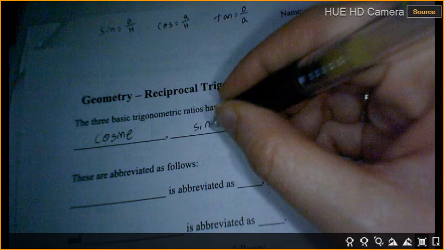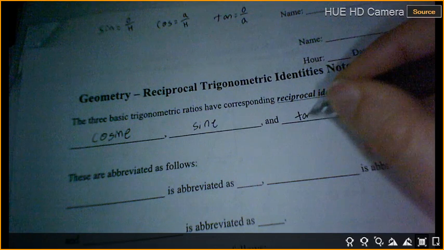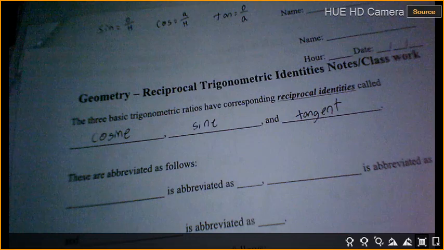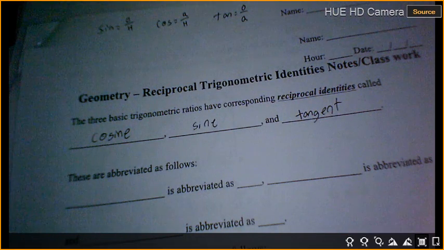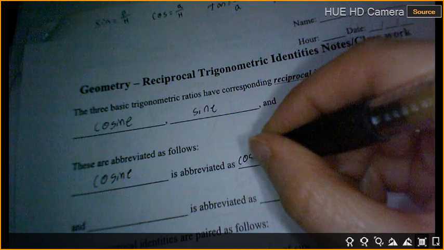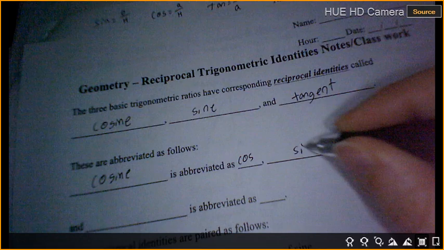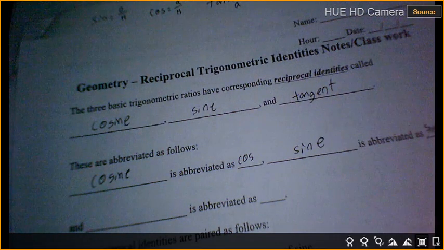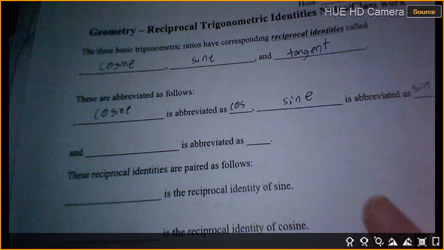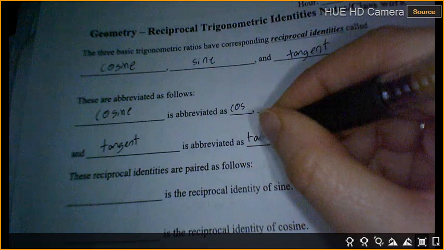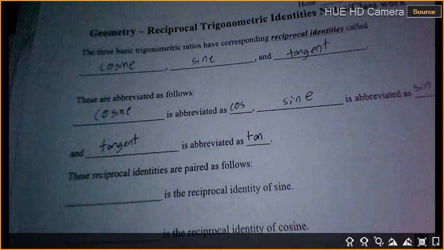We've talked about cosine, sine, and tangent, and we've abbreviated them as the following. Cosine is COS, cos. Sine is abbreviated as SIN. And tangent is abbreviated as tan. Okay, so those are our three main ones that we've talked about: sine, cosine, and tangent.